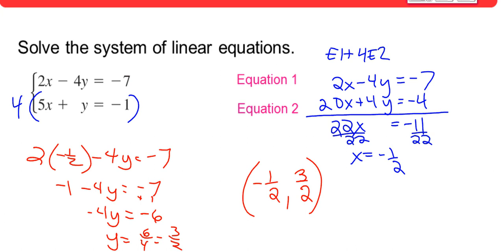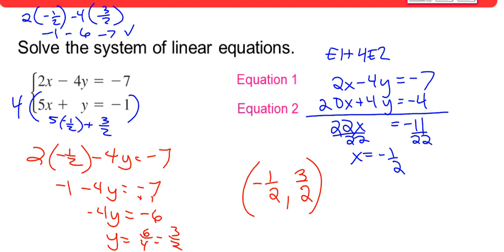So we go 2 times negative 1/2 minus 4 times 3/2, and so this is -1 minus 6, and that's -7, so that one checks. This one, 5 times negative 1/2 plus 3/2, and this is -5/2 plus 3/2, -2/2, which is -1. And so that one checks as well.